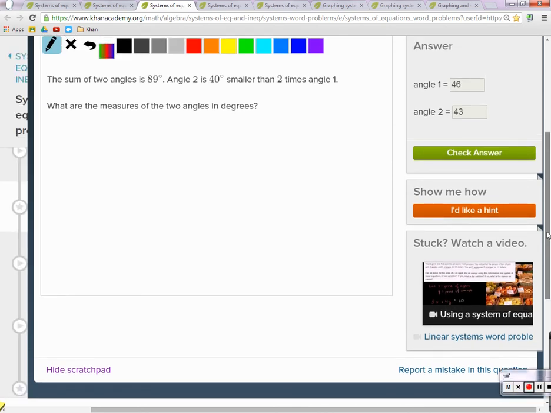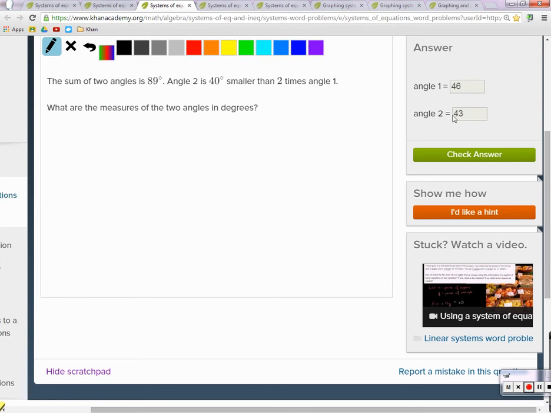Okay, cool. So we've got the sum of two angles is 89. Angle 2 is 40 degrees smaller than 2 times angle 1. I don't want to give too much away here. That might be a wrong answer, so I don't know. But angle one and angle two, we're gonna have to represent them as some kind of variables, right? I am giving away a little bit, but not too much when I say we have to represent them as variables somehow.